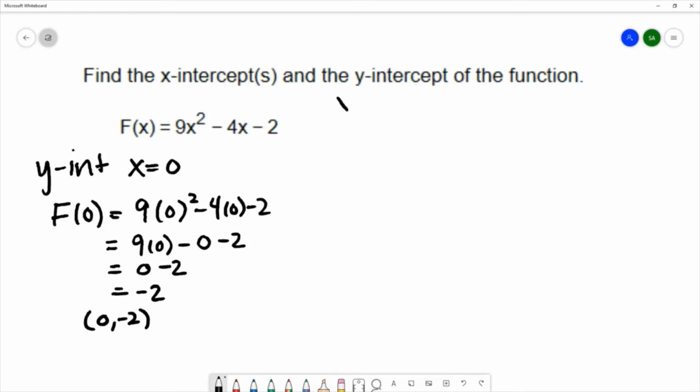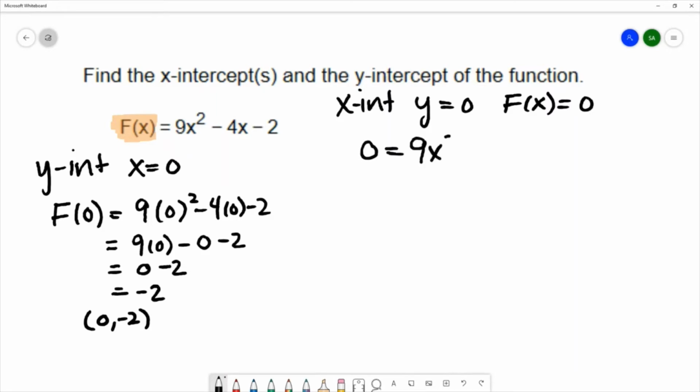Then we'll find our x-intercept. To find an x-intercept, you let y equal 0. And the y in this example is f of x, capital F of x. That is our function notation. So we're going to let f of x be 0, and that would give me 0 equals 9x squared minus 4x minus 2. And I might try to factor this first.